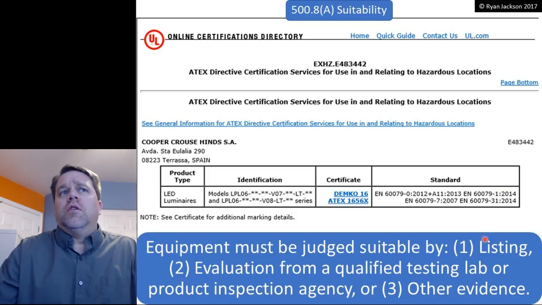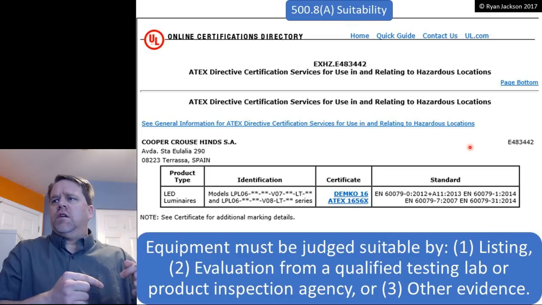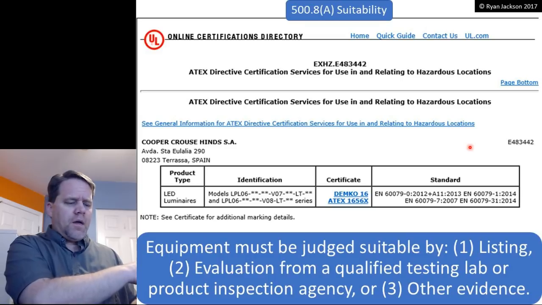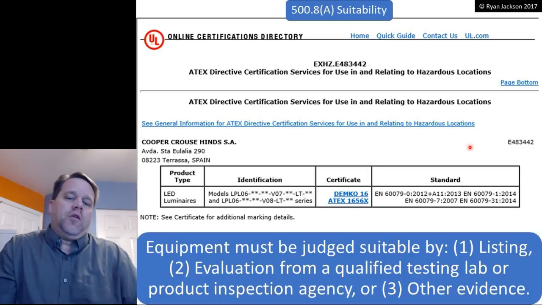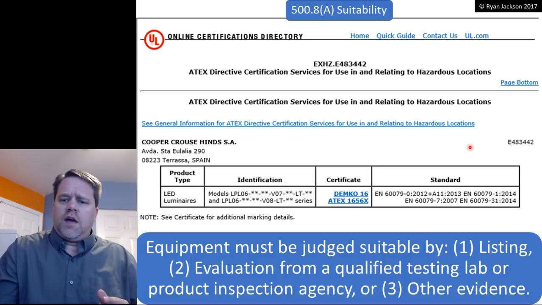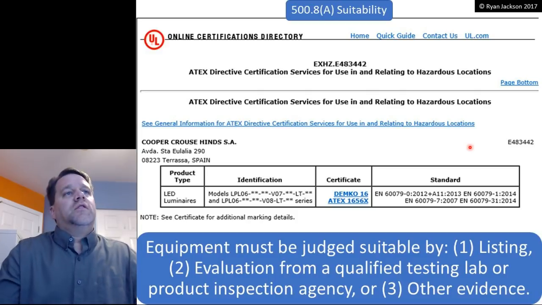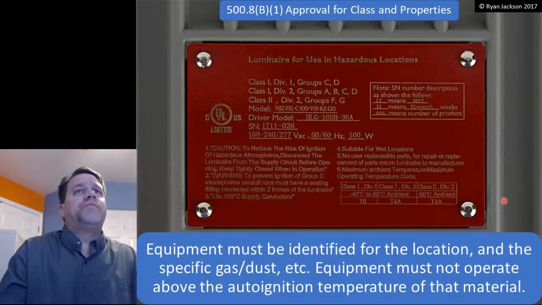So you can look at listing, or you can use evaluation from a qualified testing lab or product inspection agency. Maybe my product isn't listed, so instead of the manufacturer sending the product to UL or Intertek, maybe instead we have Intertek come to our facility and do a field evaluation on the product. And they'll look at it and determine in the field whether or not it can be used, whether or not it's suitable. So it may not necessarily have to be listed. Perhaps field evaluation is okay, and that's item 2. Or item 3, other evidence. Manufacturer's self-declaration, things like that.